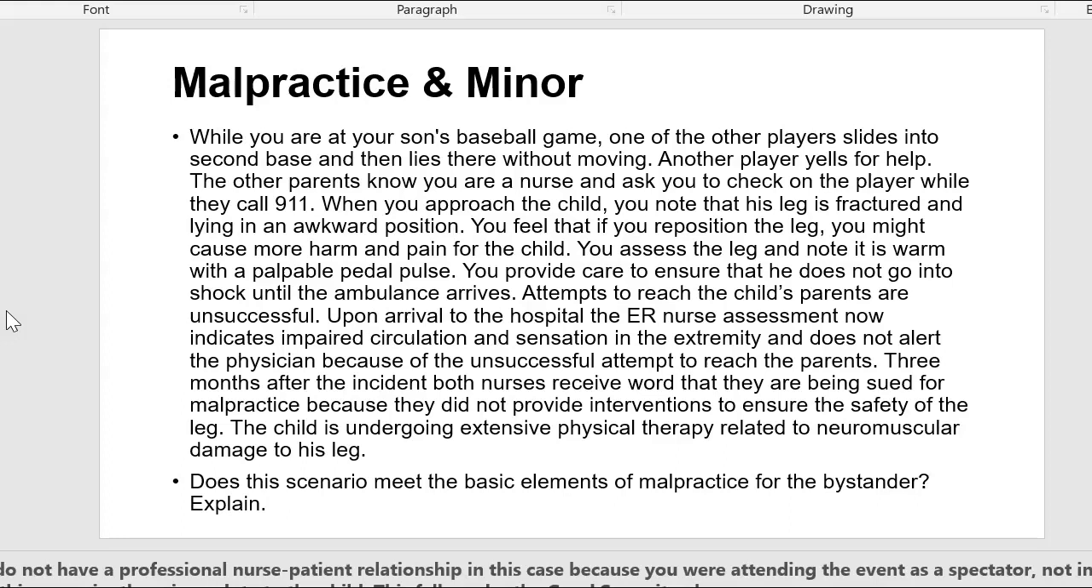No, you do not have a professional nurse-patient relationship in this case because you were attending the event as a spectator, not in the role of the nurse. In this scenario, you had no duty to that child, and this would fall under the Good Samaritan law.